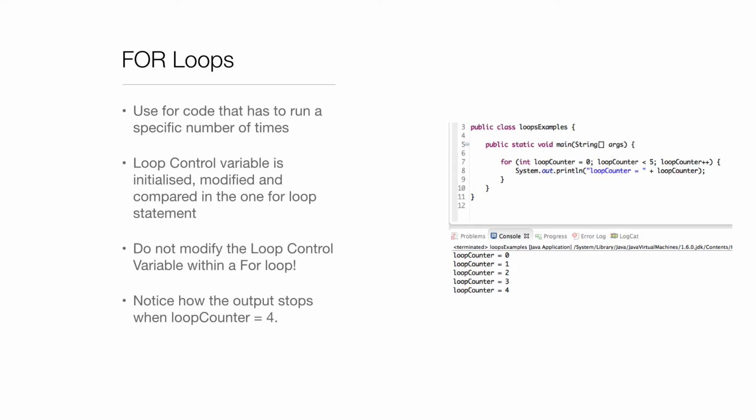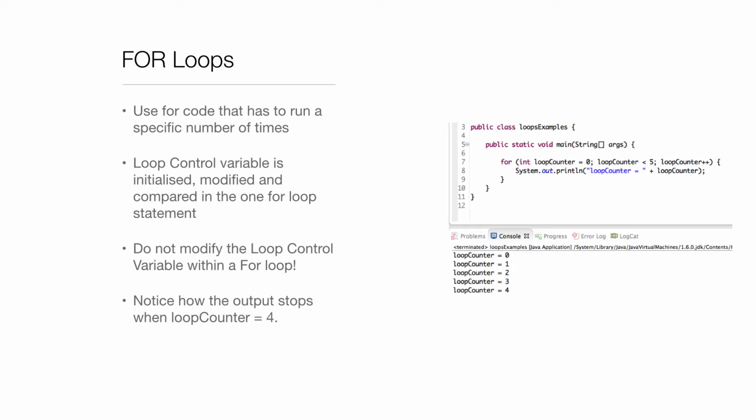Then it does the same thing again. It adds 1, loop counter is now 2. Is that less than 5? It does the condition, yes, that's true, so it runs that command again, loop counter equals 2. And it keeps going until you reach the point where the condition is false.